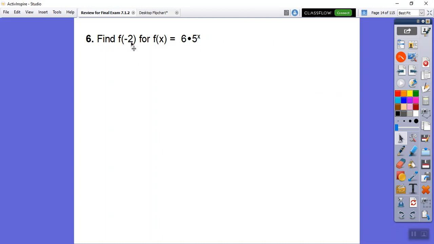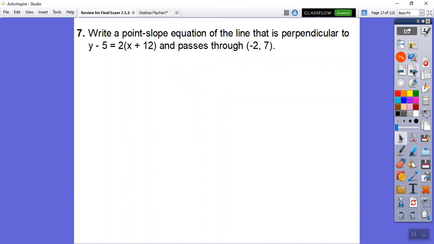Anyways, this one says find the value. So we're going to plug in negative 2 right there. So 6 times 5 to the negative 2. And then when you have a negative exponent, you flip it into the denominator and it becomes a positive exponent. So it's 1 over 5 to the positive 2. And 5 squared is 25. So I'm sorry, this is 6 over 5 to the positive 2. The 6 stays put because it doesn't have a negative exponent. There's actually an exponent of 1. Anyway, so 6 over 25.